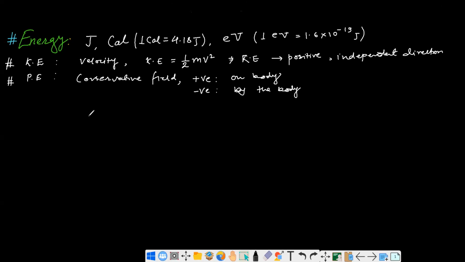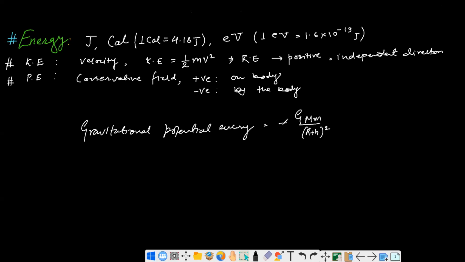So here let me just describe a bit of an idea about the gravitational potential energy. Gravitational potential energy is simply minus G M m divided by (R plus h) squared. Here you can see the negative sign. This negative sign simply suggests that the force is attractive. So for attractive we keep negative, and for repulsive it's going to be positive.